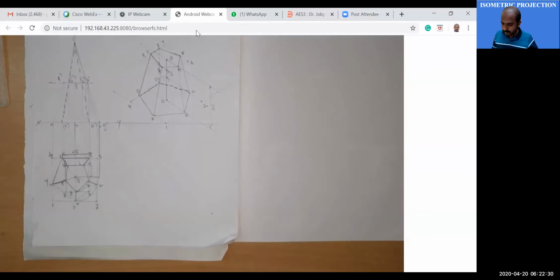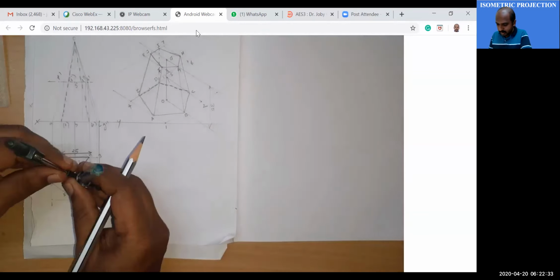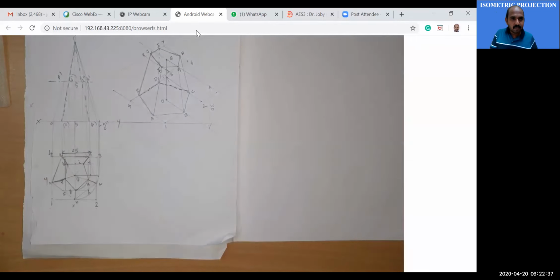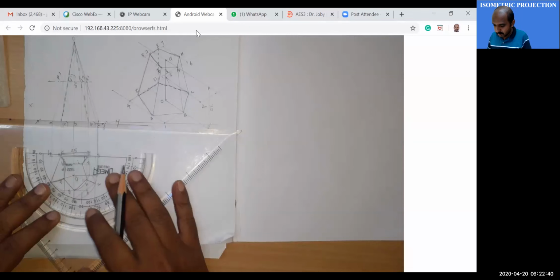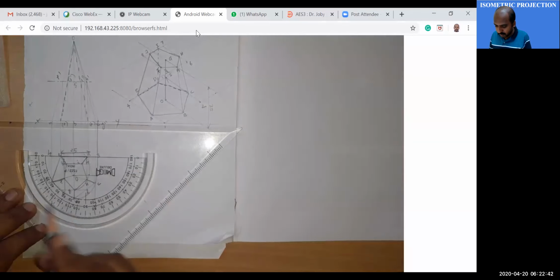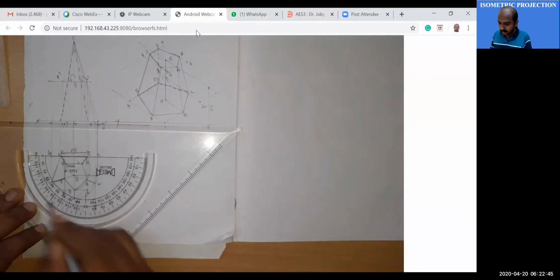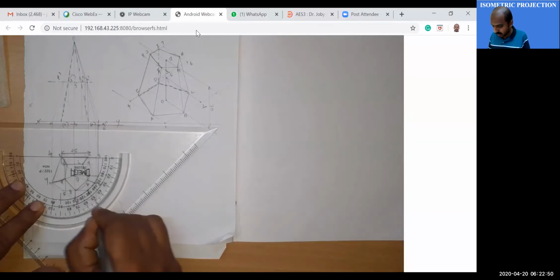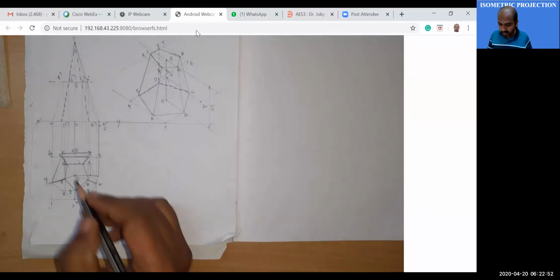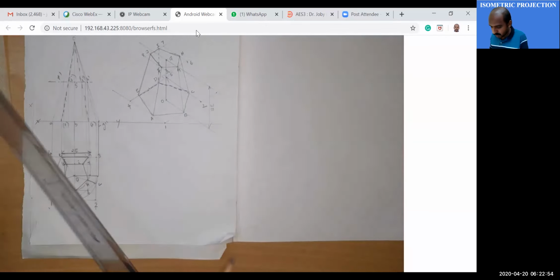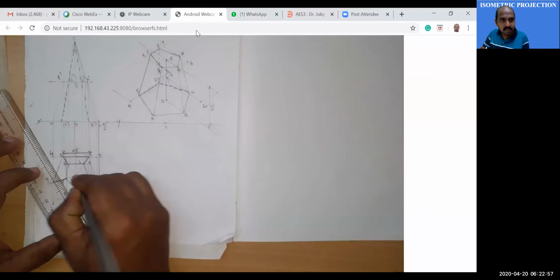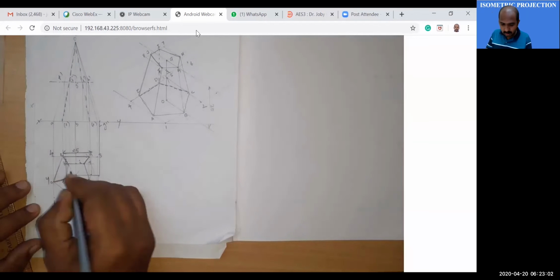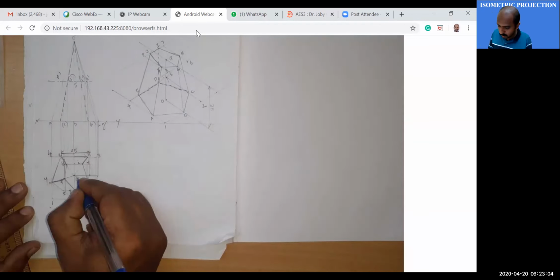Then you draw a circle. Sorry, before that, from this 25 mm length, you mark 54 on the left side and 54 on the right side. Clear? Now when you join these two lines, they will meet at the center of the pentagon, and you can mark it as O.